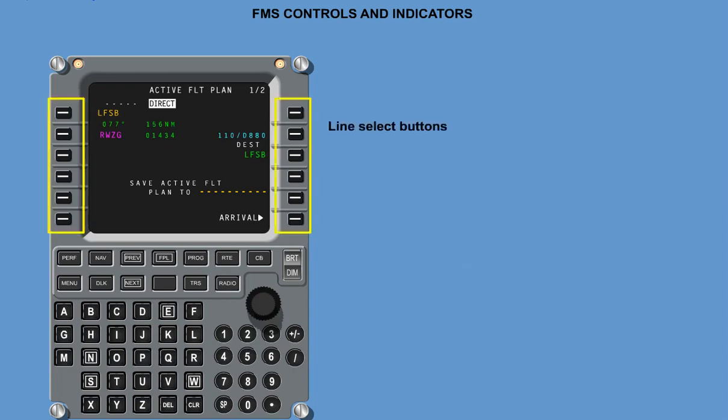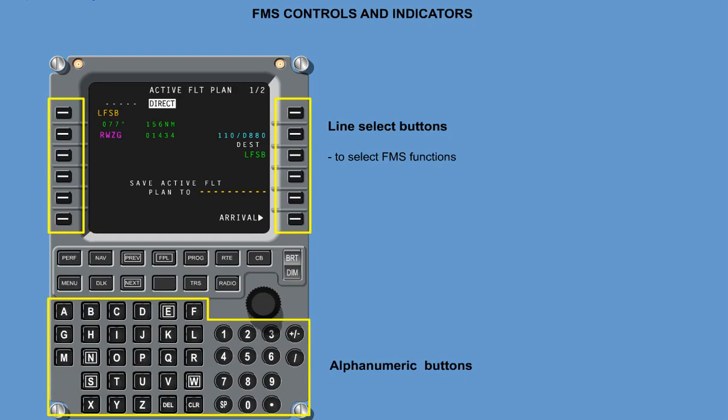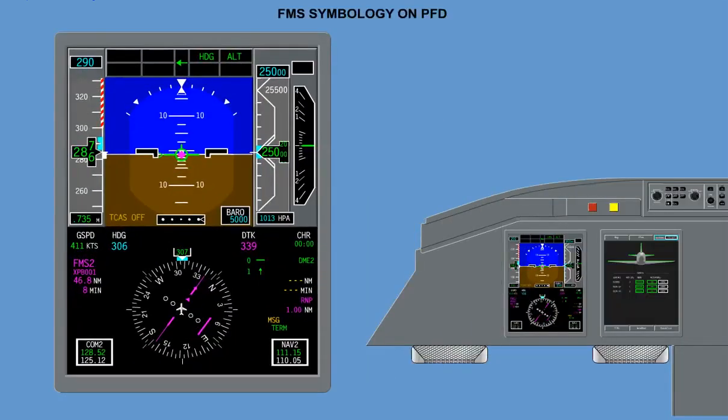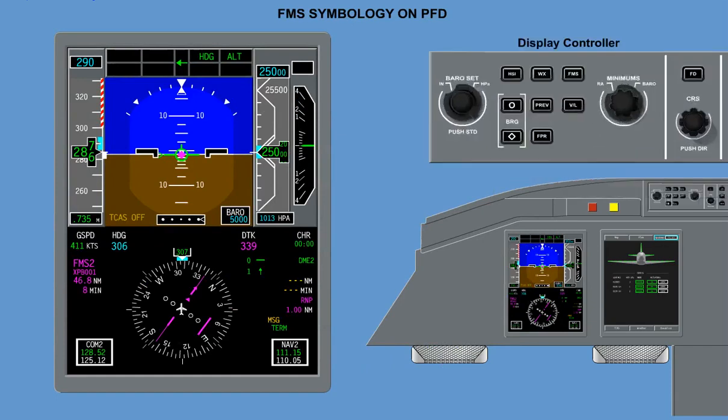Line Select buttons. There are two line select keys on the MCDU to select FMS functions. They are used in conjunction with the alphanumeric buttons. FMS symbology on PFD. The FMS button on Display Controller selects FMS as the primary navigation source and toggles between FMS sources.